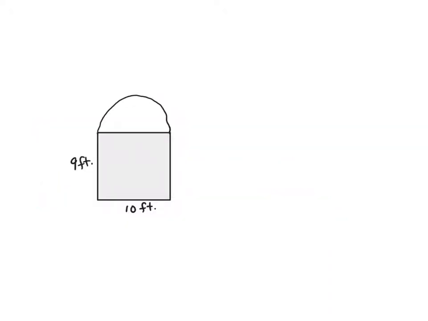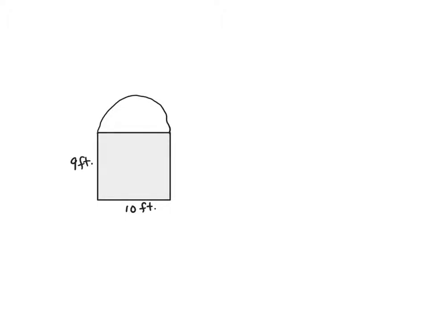Here's another composite figure, and I did my best to draw a perfect half circle on the top of this. It's actually a rectangle, the shaded in part. It's 10 by 9, and I need to be able to find the area of this composite figure. I also need to be able to find the distance around this composite figure. So let's first of all work on finding the area of this figure.